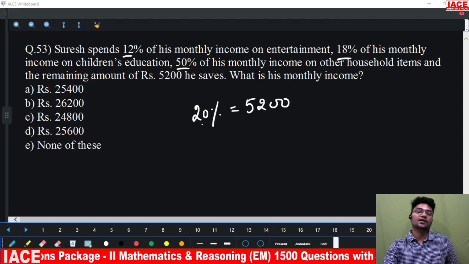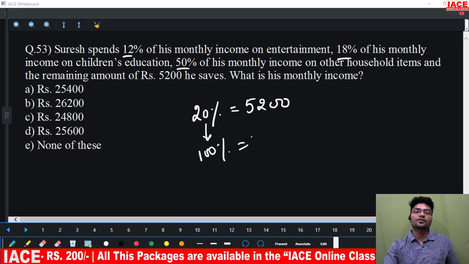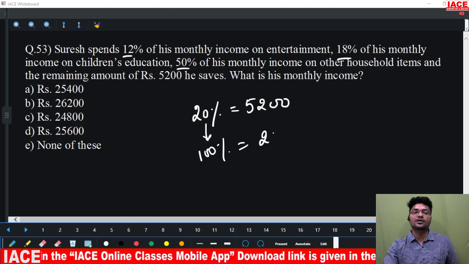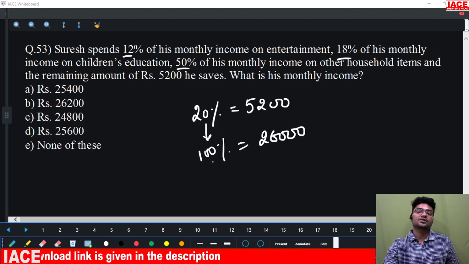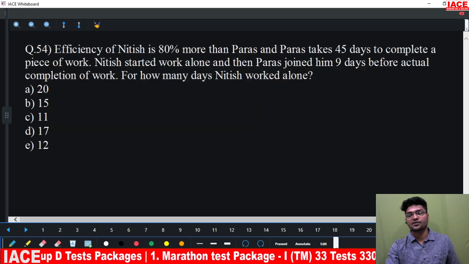What is his monthly income? Monthly income means 5 times. 5 times means how much? 100 percentage. 5 times means how much? 26,000. That means our correct answer will be none of these.